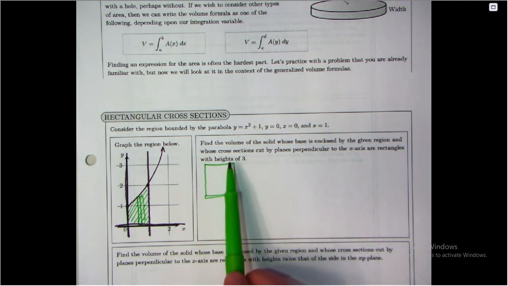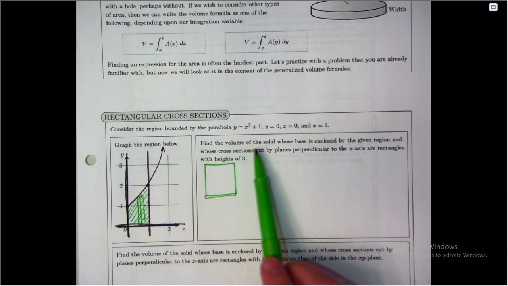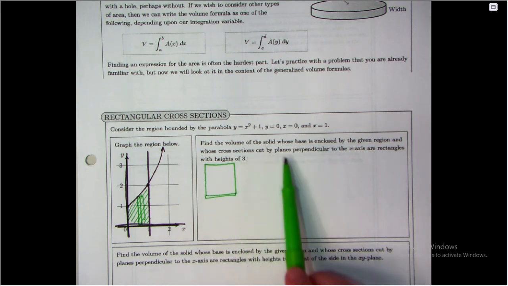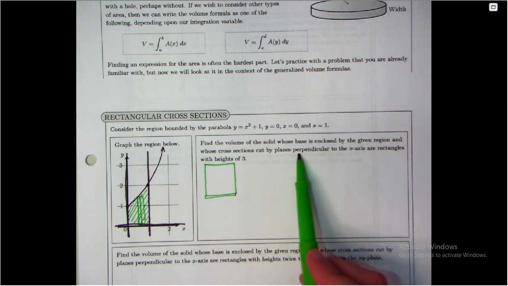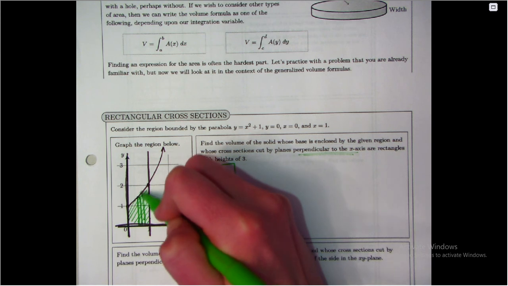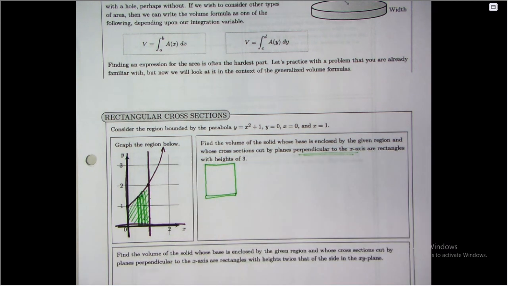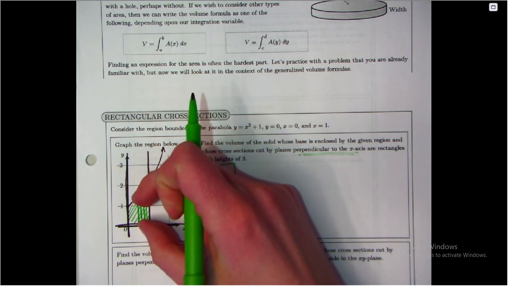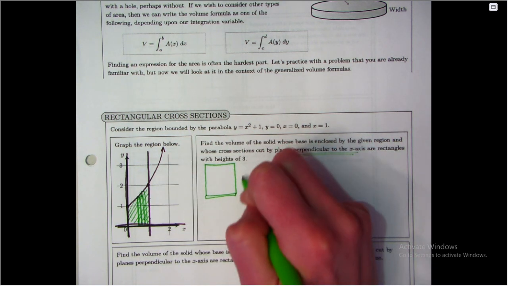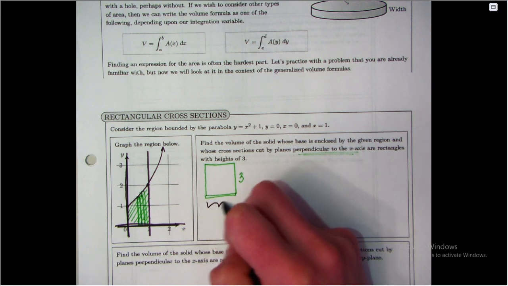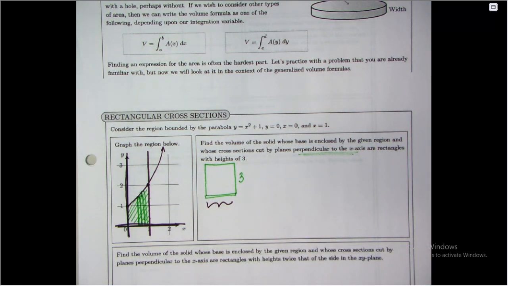It says that I'm going to create the volume of the solid whose base is enclosed by this region and whose cross sections are cut by planes perpendicular to the x-axis, meaning that I am making my Riemann sum relative to the x-axis. And the heights are going to be 3. So this corresponds to each of those rectangles. But in this problem, the height is always 3 units. The trick with volume by cross sections is to come up with a formula for what that base should be.